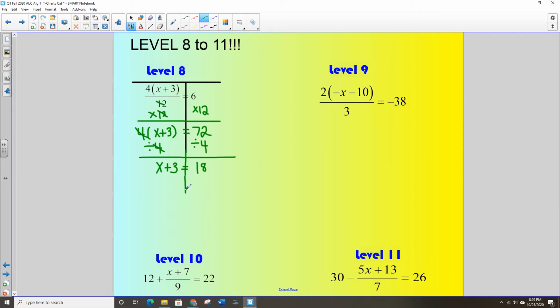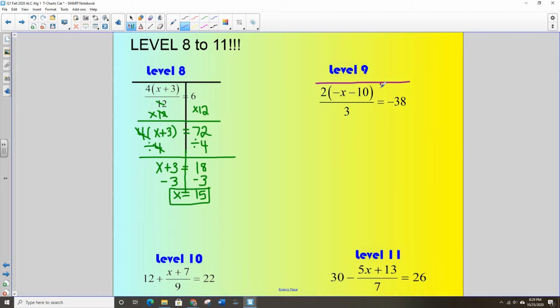And what is our last step? That's right, we're going to subtract 3. And your answer is x equals 15. All right, so that's a level 8. It's a long ways away from level 1 when it was just a one-stepper and you were either adding or subtracting. But I'm hoping that by taking these at these different levels, it'll help you to be able to do the problems.